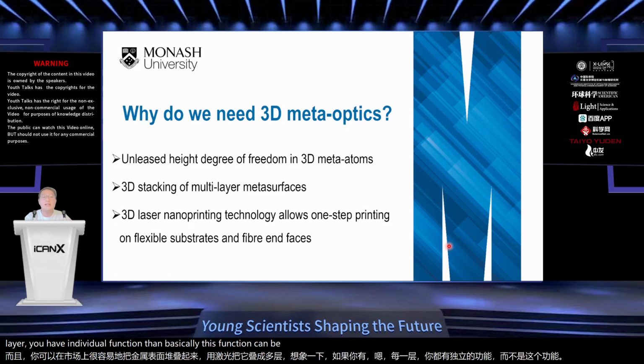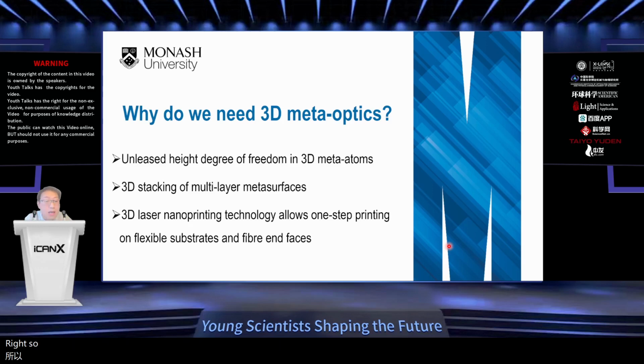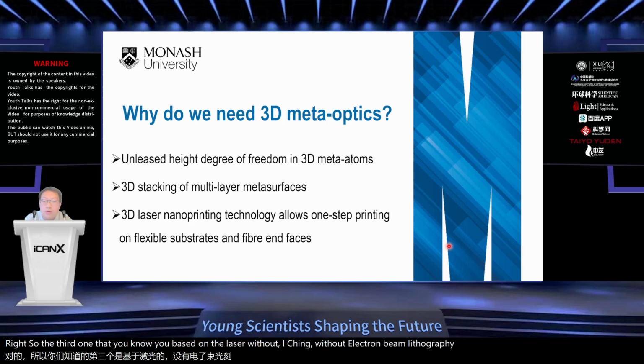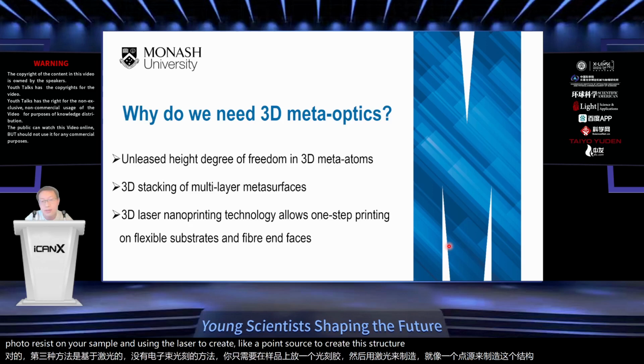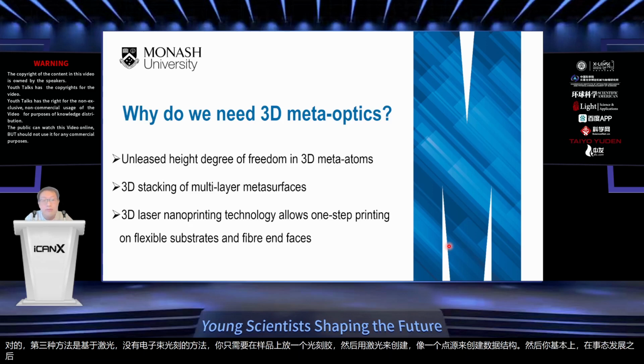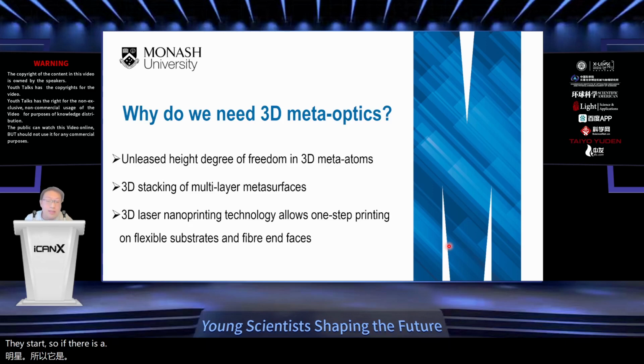be stacked up, right? The third one is that it's based on the laser, without etching and without the electron beam lithography approach. You just put the photoresist on your sample and use the laser as a point source to create these structures. And then, after the development, the metasurface is done. So it's a fairly easy, single-step approach.